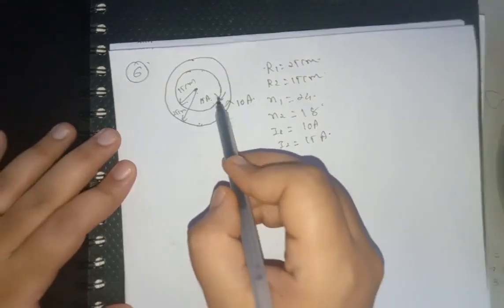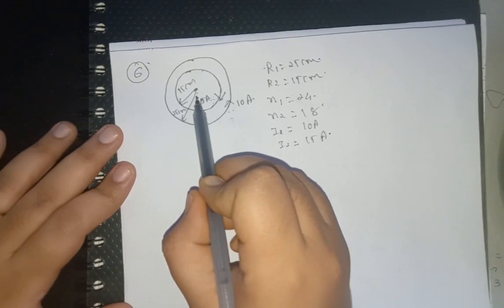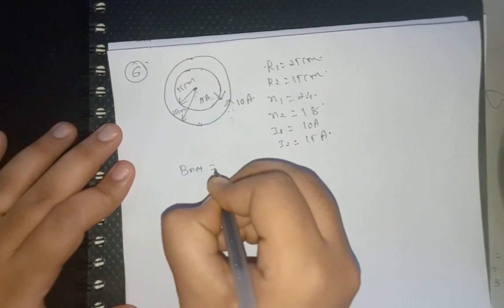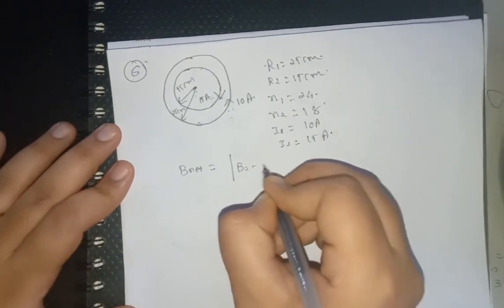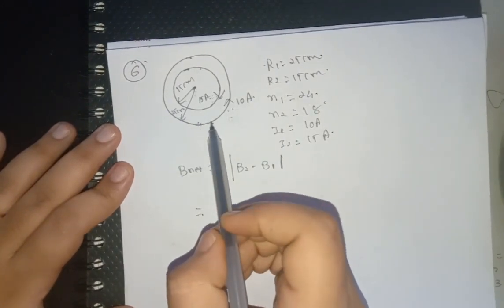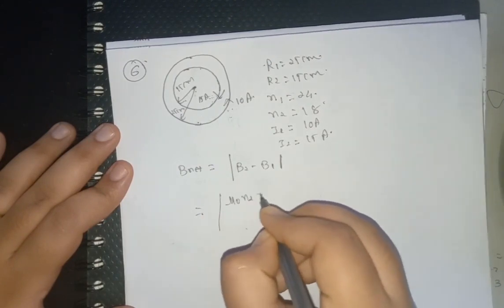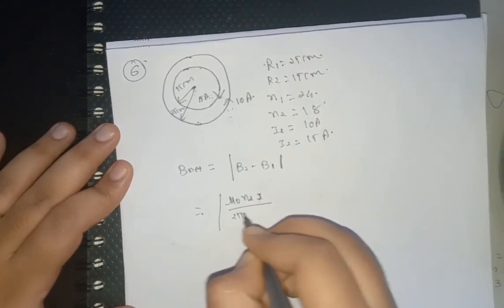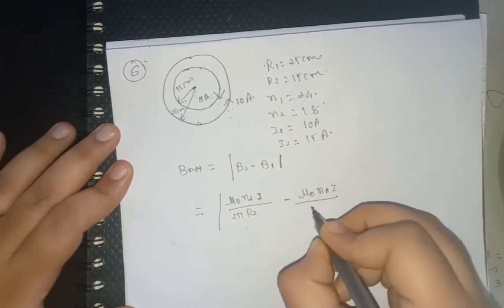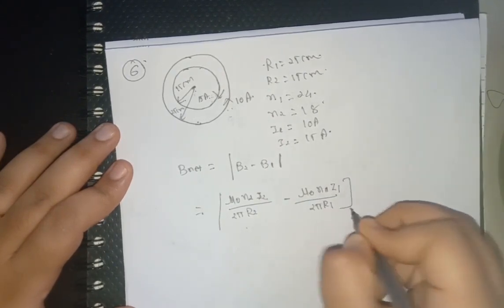Here, as the currents in both the coils are in opposite directions, the magnetic fields due to them at the center will also be in opposite directions. So B net will be the magnitude of B2 minus B1. The magnetic field due to coil 2 will be mu naught N2 I2 upon 2 pi R2 minus mu naught N1 I1 upon 2 pi R1.